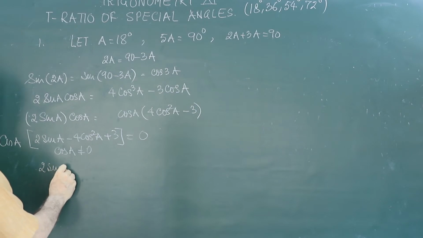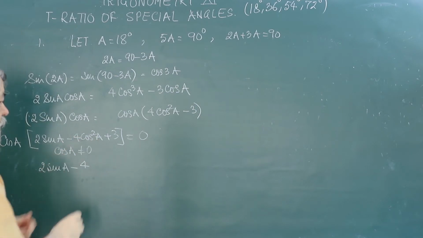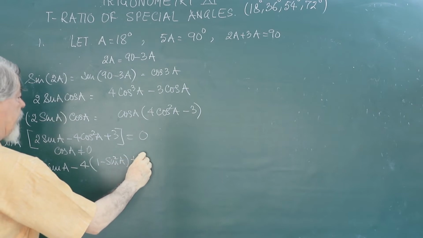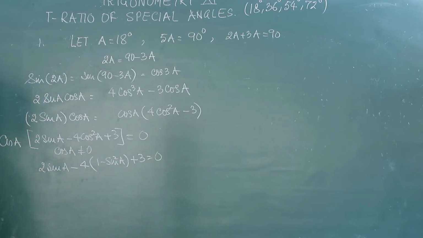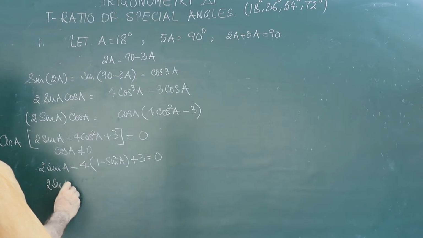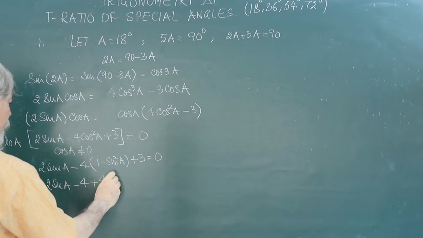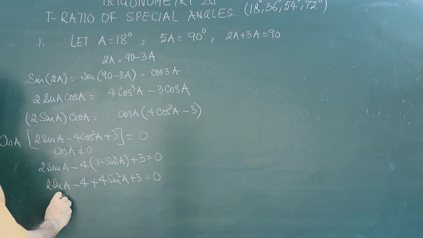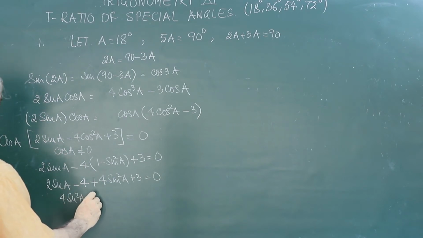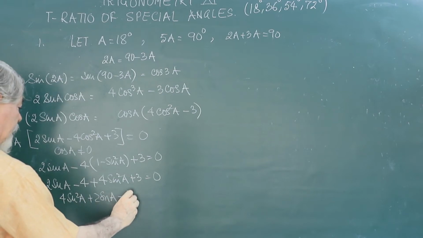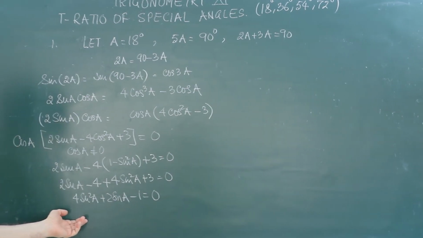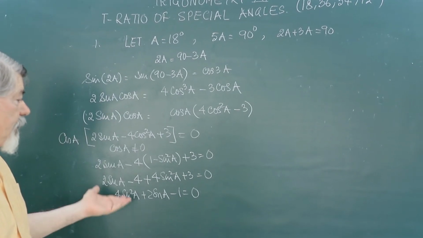2 sin A minus 4, in place of cos square A let me write 1 minus sin square A, plus 3 is equal to 0. Now it will become 2 sin A minus 4 plus 4 sin square A plus 3 is equal to 0. Now it will become 4 sin square A plus 2 sin A minus 1 is equal to 0. This is a quadratic equation in sin A. So we can calculate the value of sin A from this.